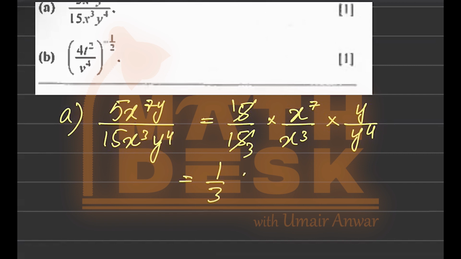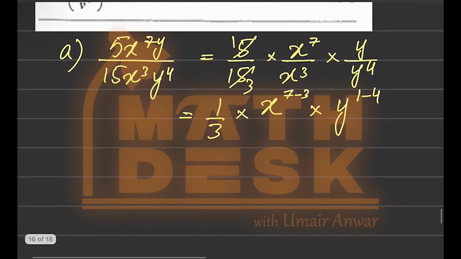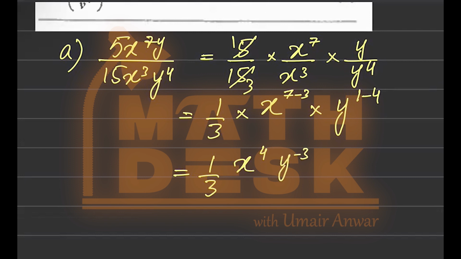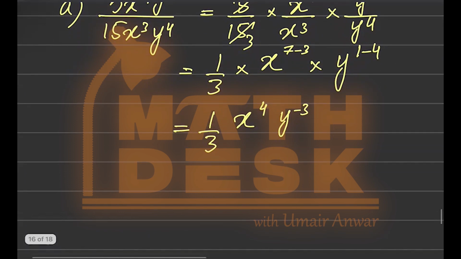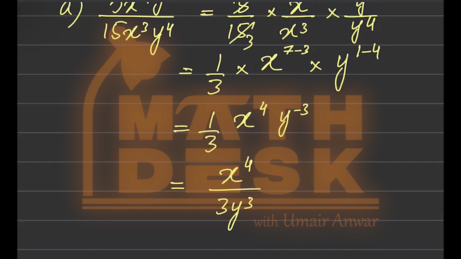Here we will subtract 3 from 7, same base is being divided. Similarly over here 1 minus 4, index of the numerator minus index of the denominator. So we get x raised to 4 into y raised to minus 3. Since the index of y is negative, I'll move it to the denominator, and it would become x raised to 4 upon 3y cube. This would be the simplified form of the given expression.